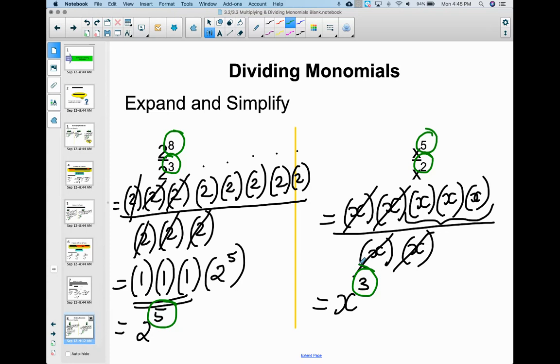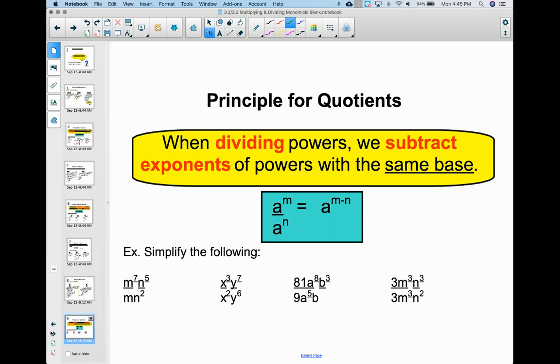If you have noticed, then the principle of quotients is when dividing powers, we subtract the exponents of powers with the same base. Okay? For example, if you have a to the power of m divided by a to the power of n, then you can subtract m and n as long as it's got the same base.